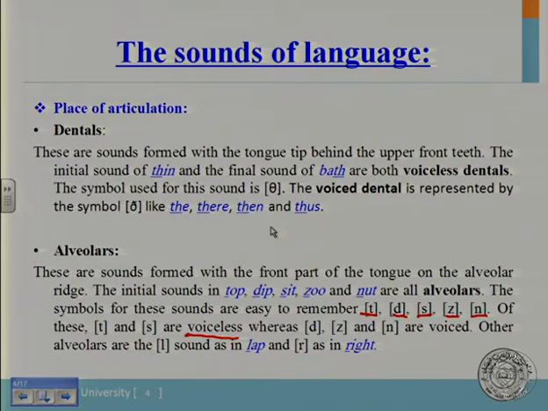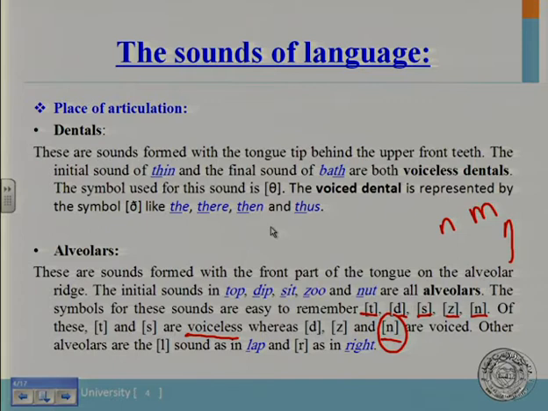The second sound is z. We can feel the vibration, which is why it is a voiced sound. The last one is n. In fact, we have three nasal sounds: n, m, and ing. These three sounds are called nasal sounds.